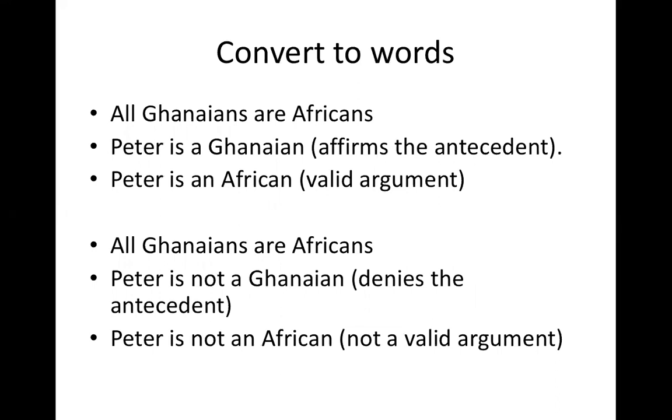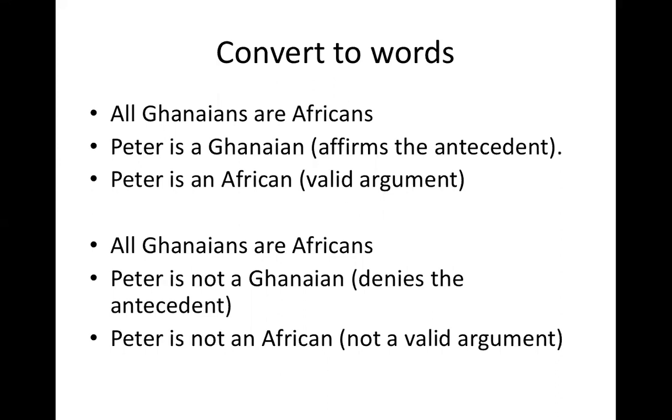Now let's change arguments to words. All Ghanaians are Africans. Peter is a Ghanaian. It affirms the antecedent. Therefore, Peter is an African. A valid argument. Now, this argument affirms the antecedent, so it is valid according to the rule.